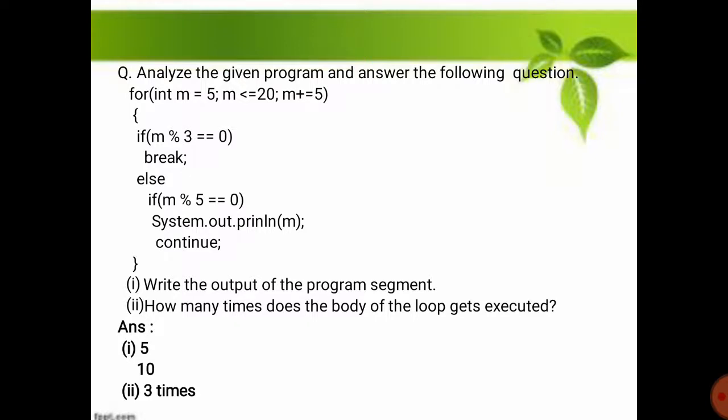Now 15 is less than 20, yes, then it again enters inside the body of the loop and checks the condition. If m remainder 3, 15 remainder 3 is equal to 0, yes, 15 is divisible by 3 and the remainder value is 0. Here the condition is satisfied for break. When break is encountered, it forcefully terminates the loop. Here the program is over. So it prints only 5 and 10, and the body of the loop was executed only 3 times.